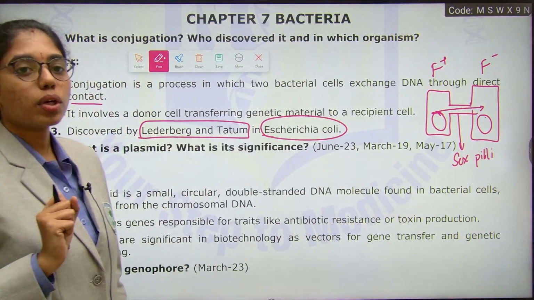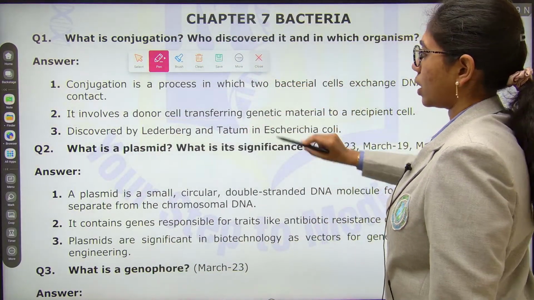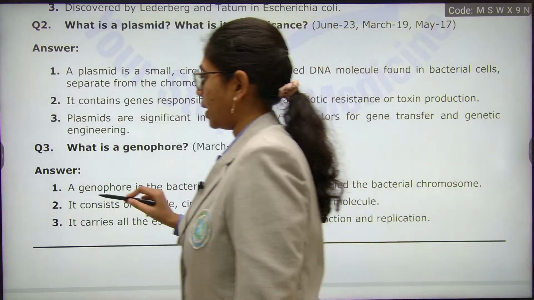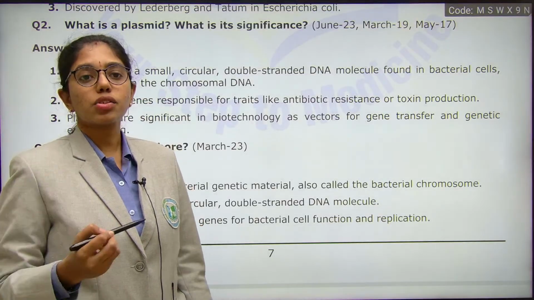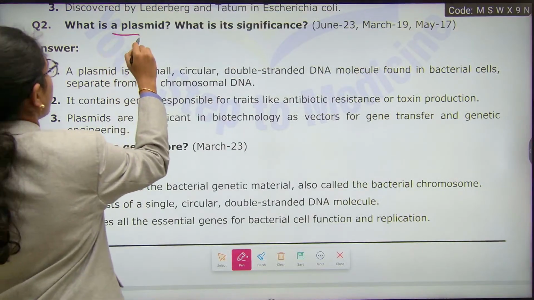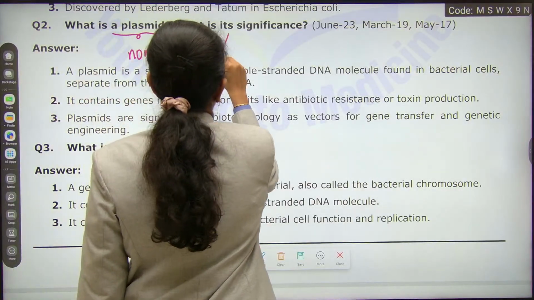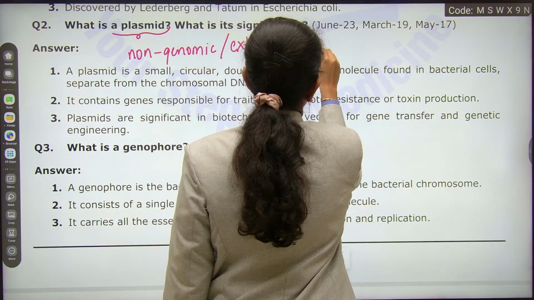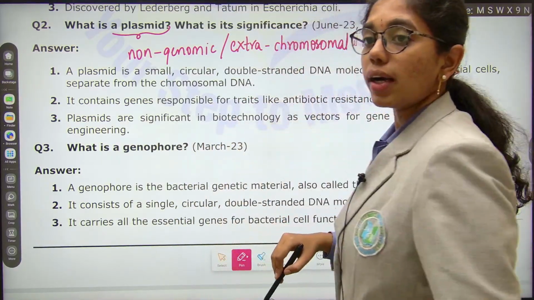Next, what is plasmid and what is its significance? A plasmid is a small circular double-stranded DNA. You can also define plasmid DNA as extra-chromosomal DNA, or non-genomic DNA.